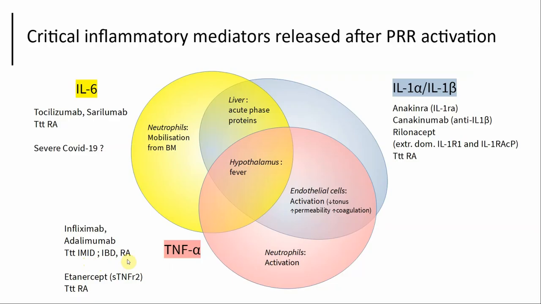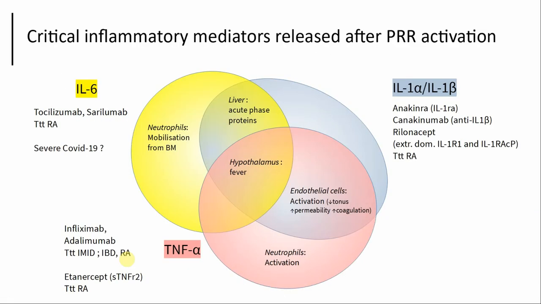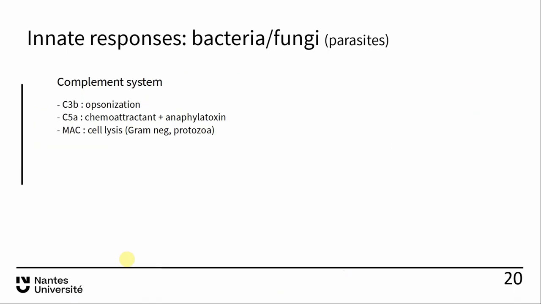Now, they've been tried in acute infections like COVID-19, but without really any very clear clinical benefit. So the application of these monoclonal antibodies or recombinant proteins that inhibit IL-6, IL-1, and TNF alpha is really in these chronic inflammatory diseases. Okay, so these are going to be the common mediators induced by any type of anti-infectious immune response. Now, innate responses against small particulate antigens, bacteria, fungi, not so much against parasites.